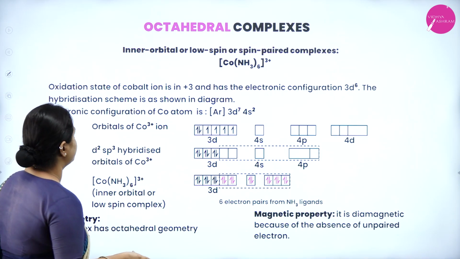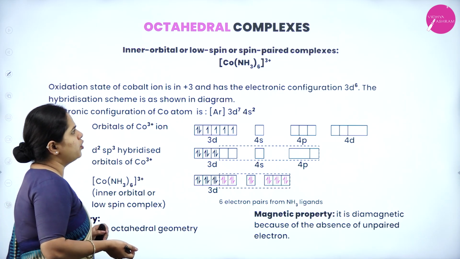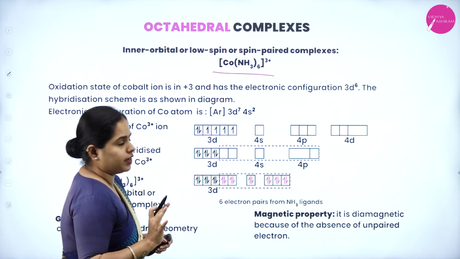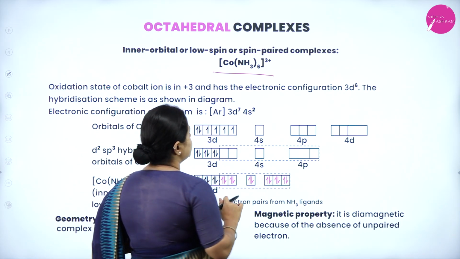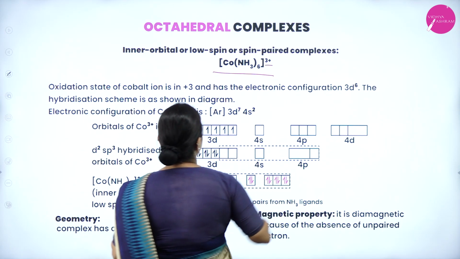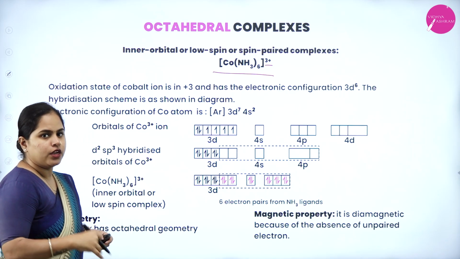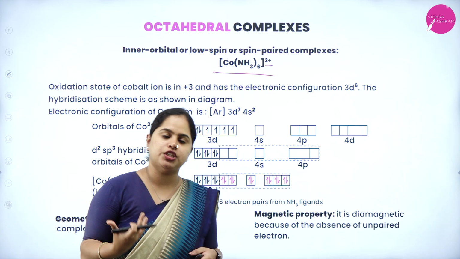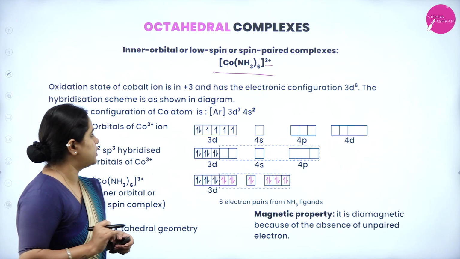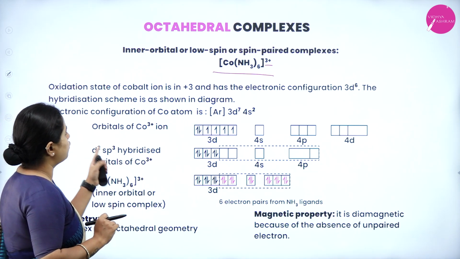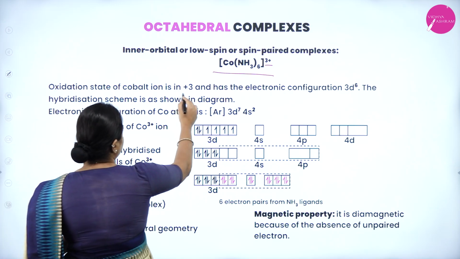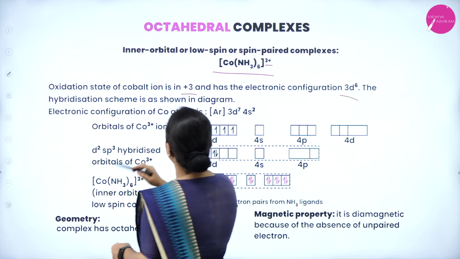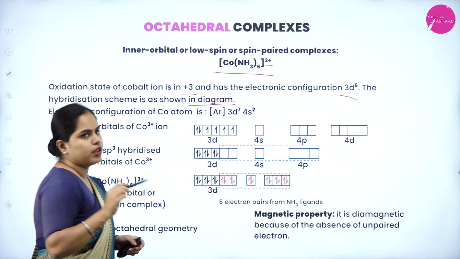using the hybridization. First we are going to discuss this coordination compound, [Co(NH3)6]3+. This is the coordination compound given to you. Using VBT, we are going to see how we can predict the geometry, the hybridization and the magnetic behavior. The oxidation state of cobalt ion is +3 and it has electronic configuration 3d6. The hybridization scheme is as shown in the diagram.